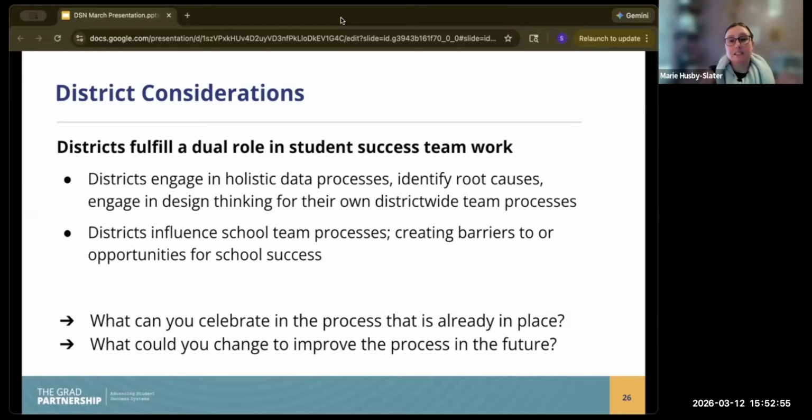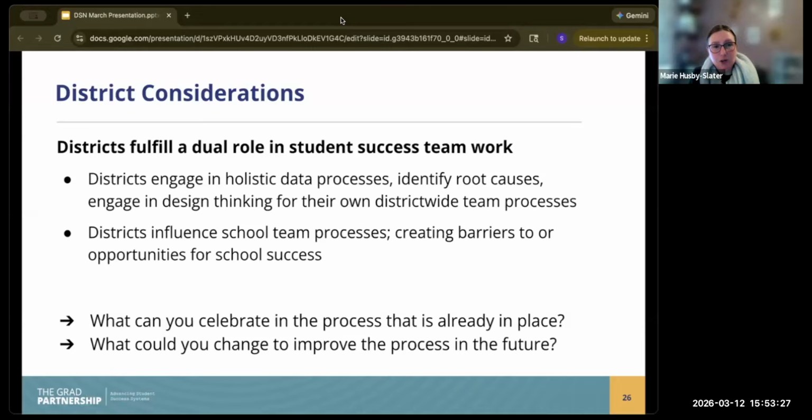And then the second part of that, which Sheena gave so many great examples of, is looking at how to support the school teams through the process, addressing barriers to school implementation, creating opportunities for collaboration, and filling in potential support gaps. But here, the district is really setting that tone for improvement process and student success system implementation and creating expectations across the district.